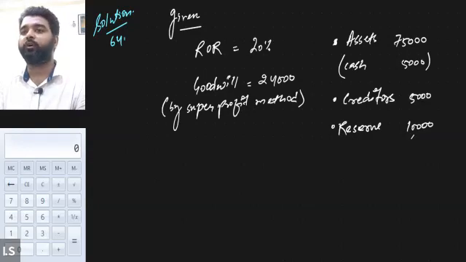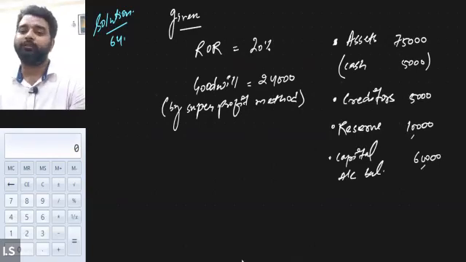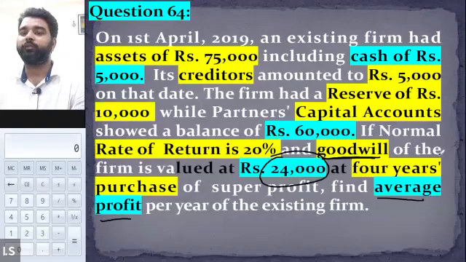I'm not writing these values on my own. Capital account balance showed 60,000. So the balancing figure of the capital account is also given. Capital account balance is 60,000. Okay, so these things are given in the question. All these values are given in the question. I haven't written all these values on my own. Everything is given in the question itself.